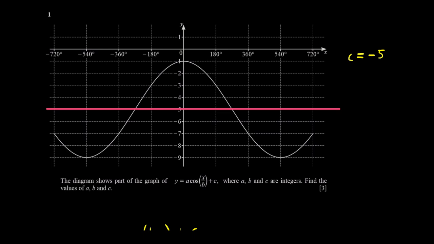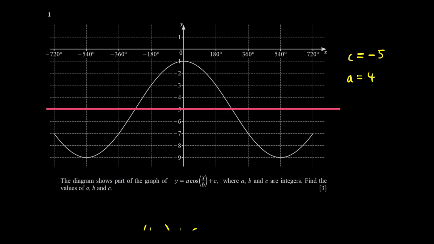Now let's do our amplitude. What's the size of our amplitude? Well, we go from here all the way up to -1, and so that is 4, isn't it? The distance between -1 and -5 is 4. We could also think about it the other way: going down from -5 to -9 is also 4. The amplitude, A, is equal to 4.